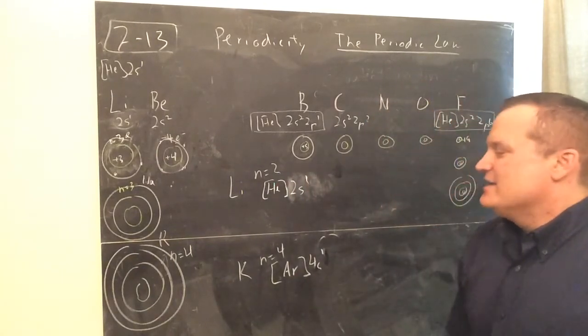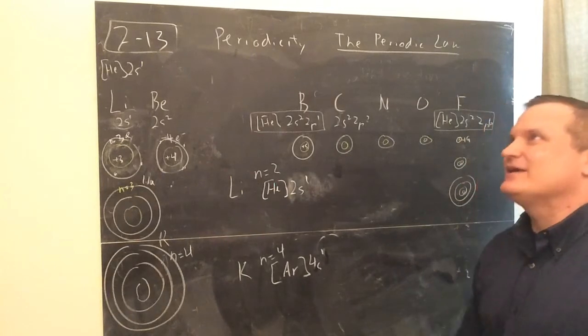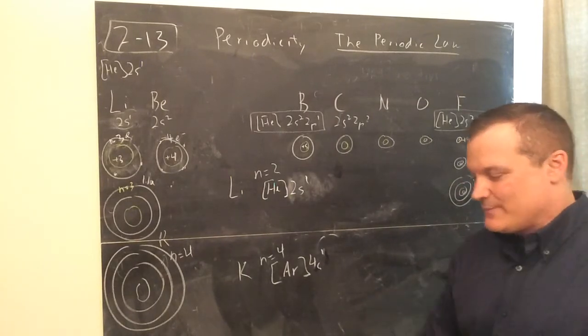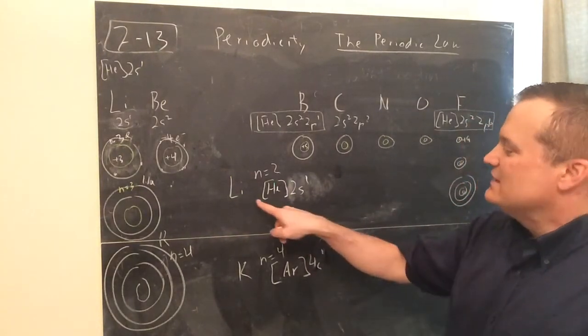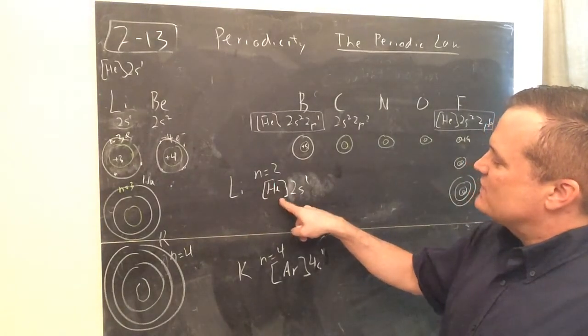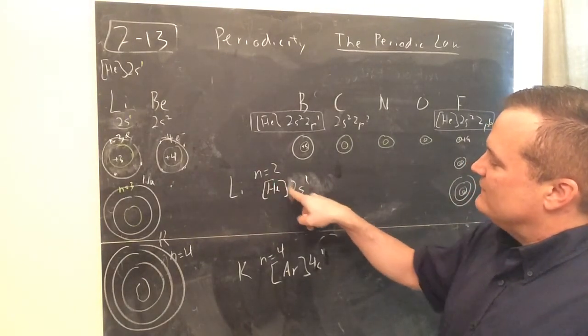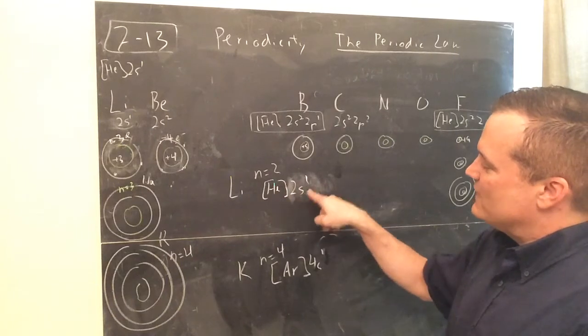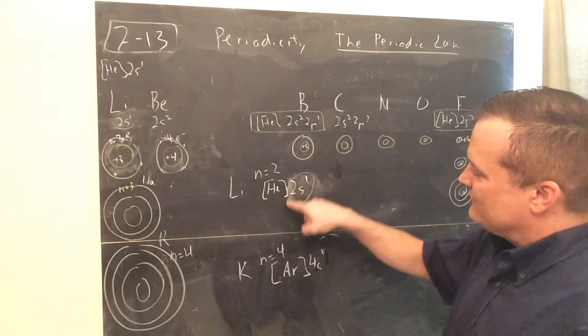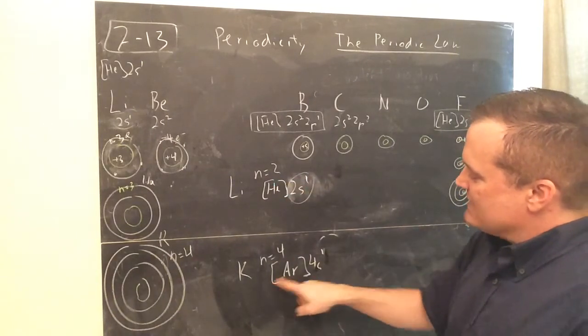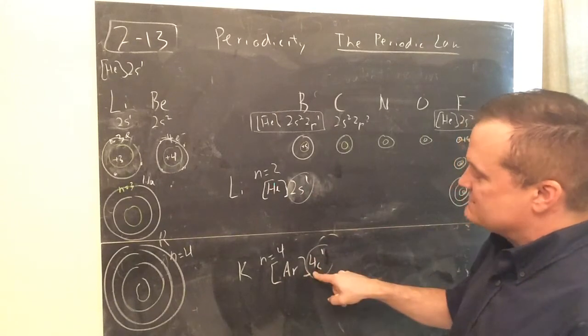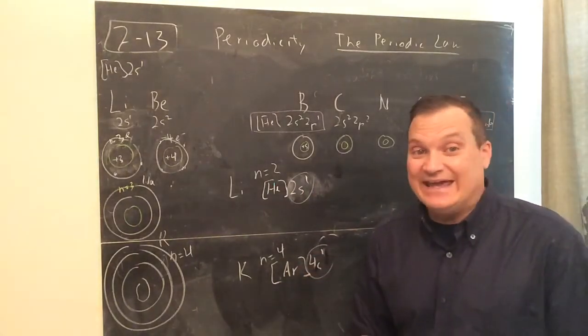Sorry about that. Okay, so yeah, I should have done what I'm telling you to do. I should have written it down on the paper. Write the short form configuration. And it tells you the outermost electrons of lithium are at the N equals 2 level. Helium 2s1. 1 electron in the outer shell, N equals 2. Potassium also has 1 electron in the outer shell, but it's farther from the nucleus at N equals 4.